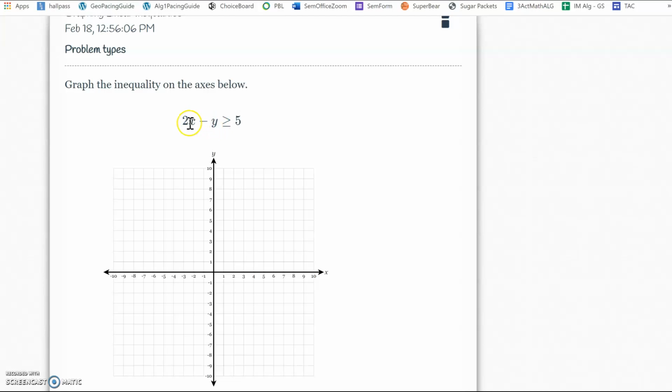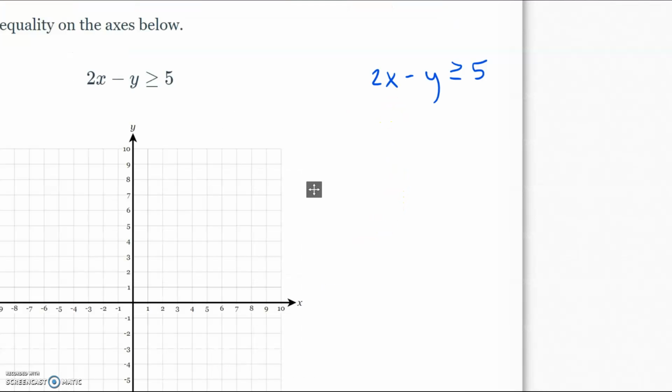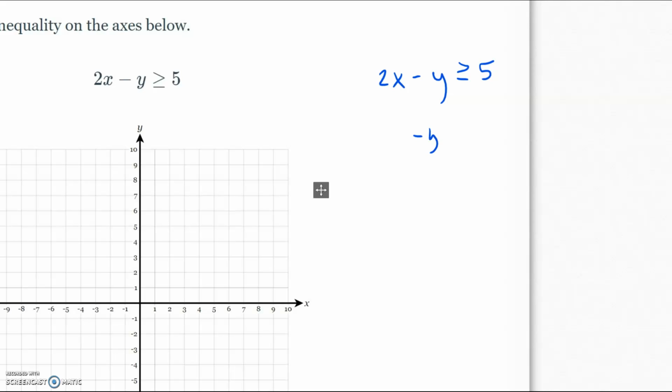Pause the video, move the 2x over, and then try to divide by the -1. And then I'll walk you through it here after you tried it. All right, so the first step you should have done is move the 2x. So I'm going to be left with the -y. I am moving the 2x to the other side, so it's now a -2x.